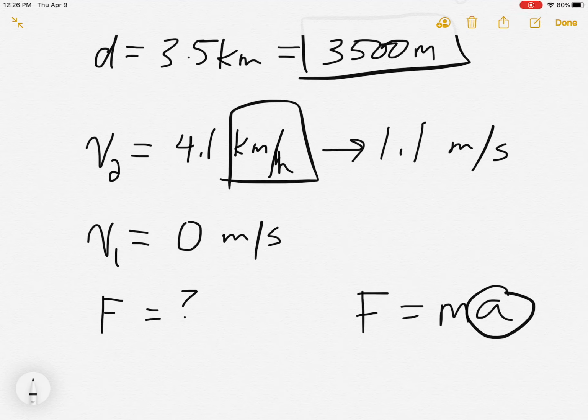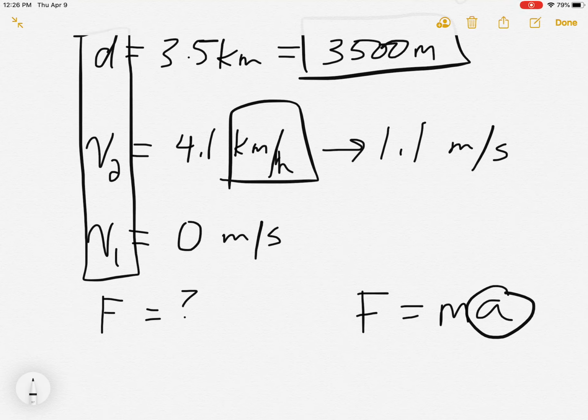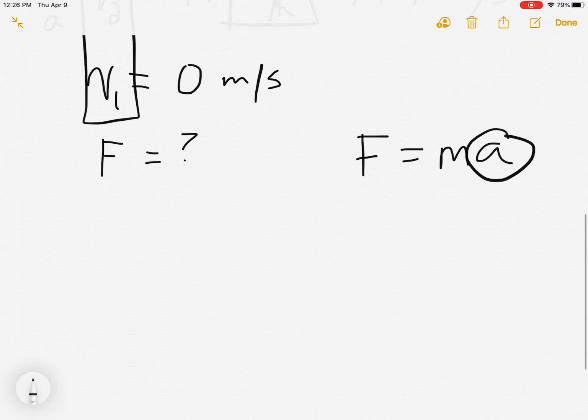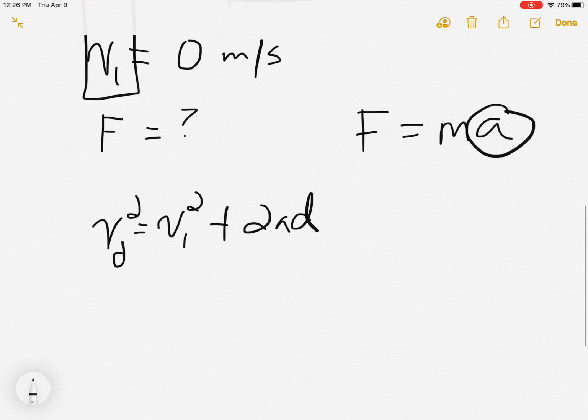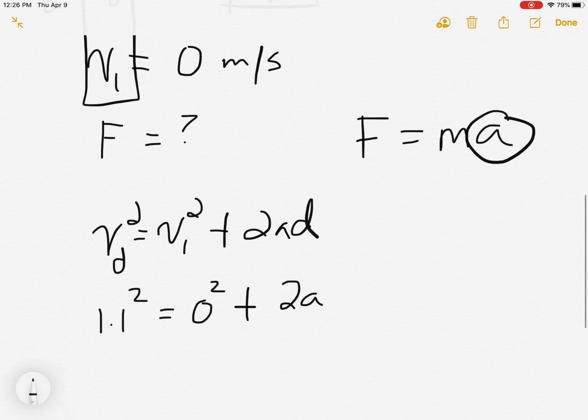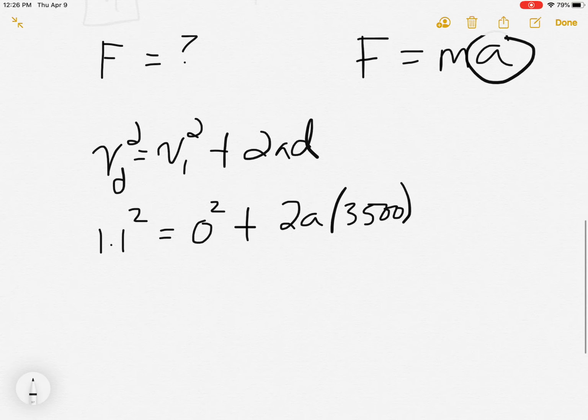If you go back to our three things here, okay, we have those three things, and if you also want to get an A with those three things, you look on your formula sheet from Unit 1 and you find out there's a formula, V2 squared equals V1 squared plus 2AD. So you write your V2, 1.1, your V1, 2A, and your D, 3,500. And from this, we can figure out the A.